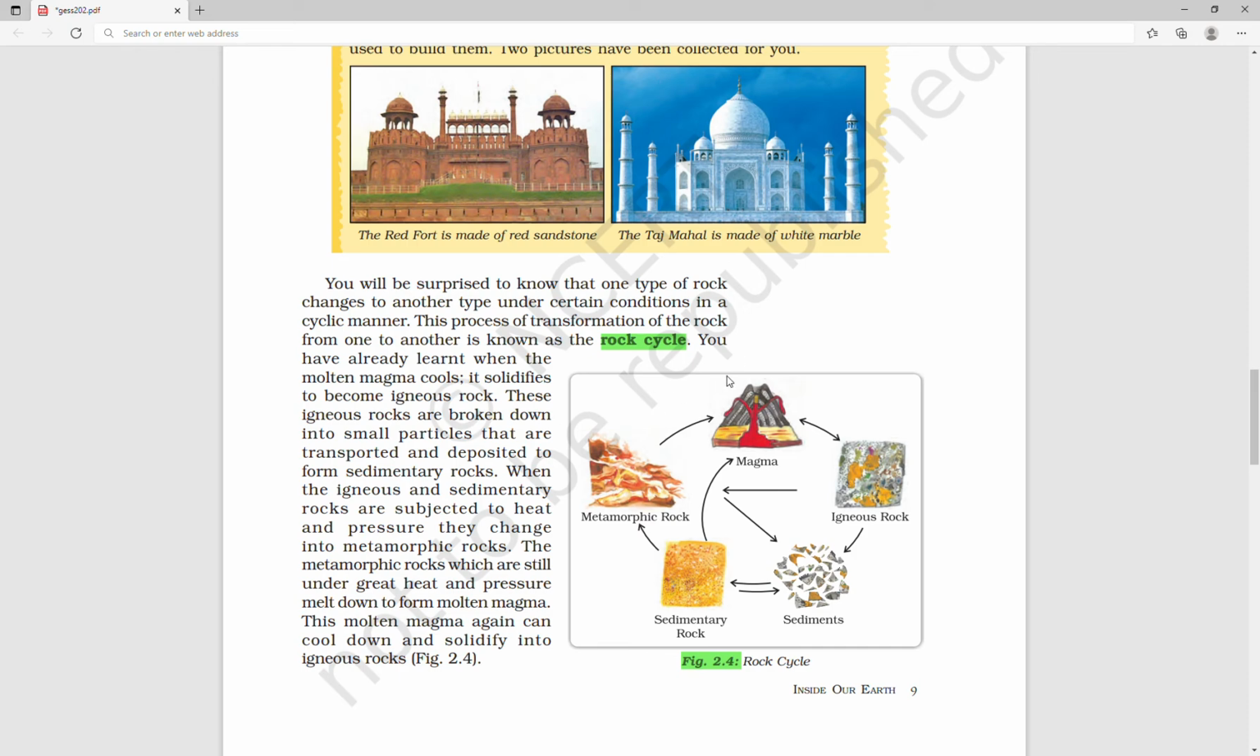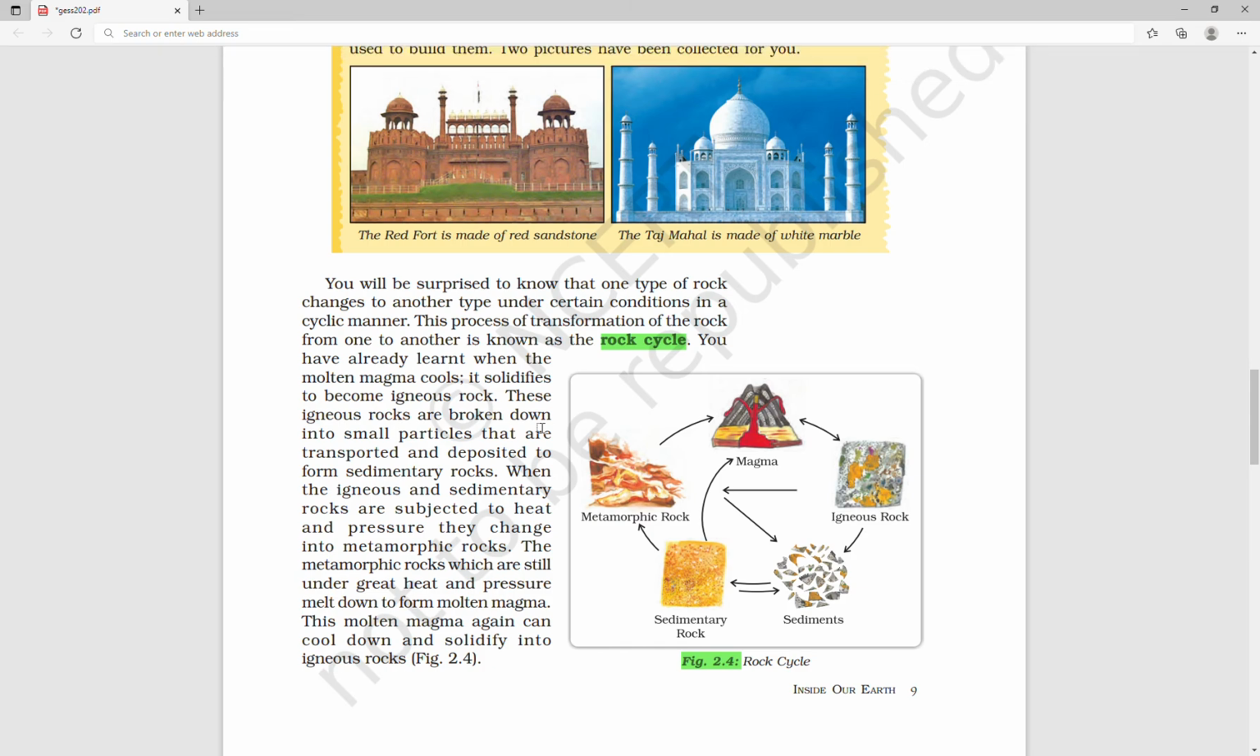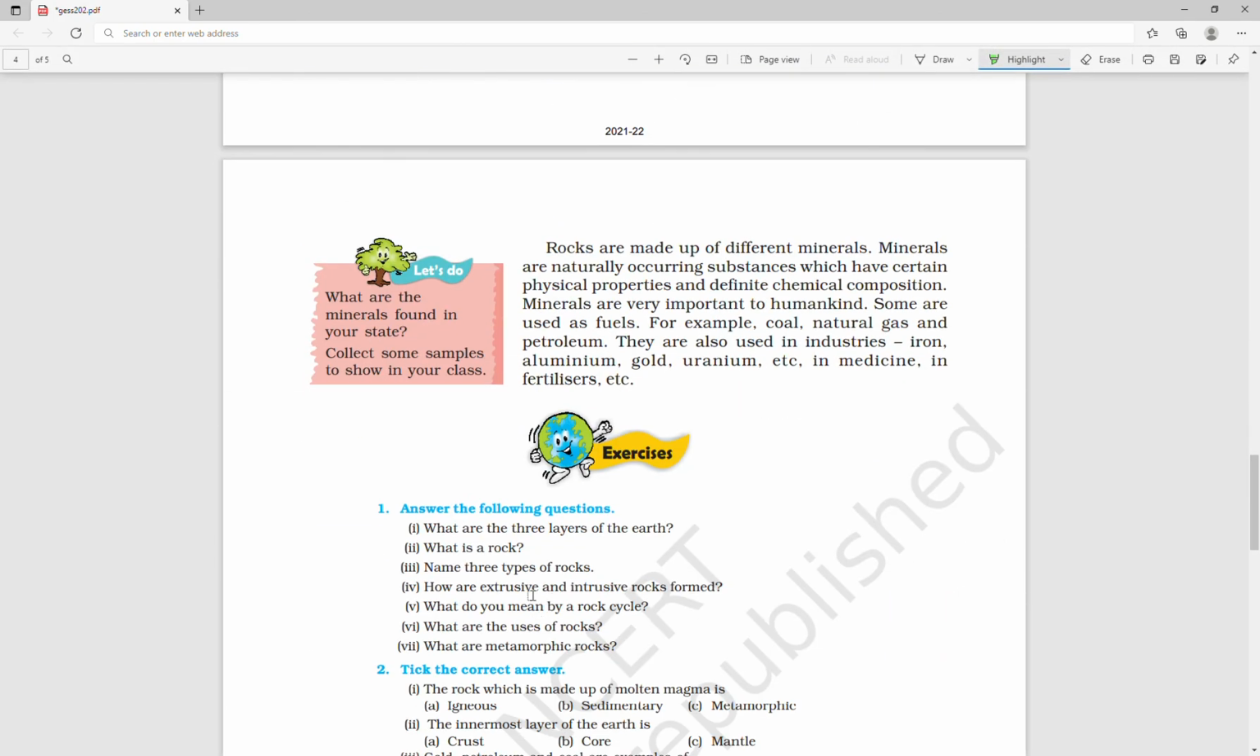When the metamorphic rocks are under great heat and pressure, they melt down to form molten magma. Have you understood this? First magma, then igneous rock, then sediments. Igneous rock breaks into sediments, sediments into sedimentary rock, and these all into metamorphic rock. And metamorphic rock again changes to magma. It cycles around like a boundary. This molten magma again can cool down and solidify into igneous rock. Like I said, it's a cyclic manner of rocks. Next. I think this is the last para.